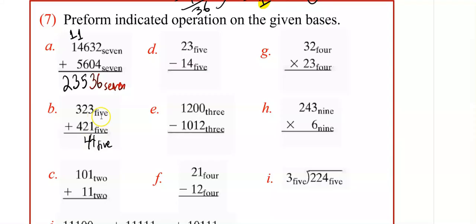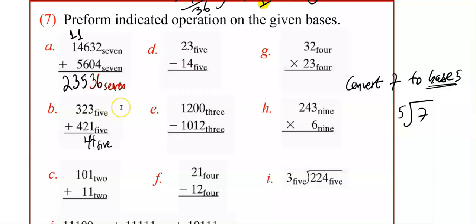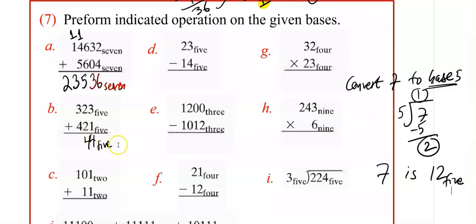So you convert 7 to base 5. How do you do that? You divide by the base. 5 times 1 is 5, remainder is 2. 1, 2. Therefore 7 is in fact 1, 2 in base 5. Make sense? You cannot put 7 here, but you have to put 1, 2 in base 5. Therefore 1, 2, 4, 4 in base 5 is the answer.